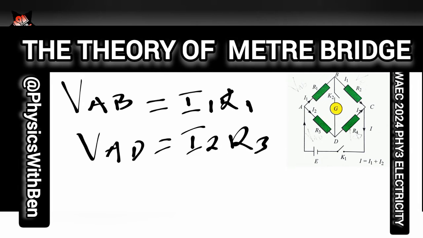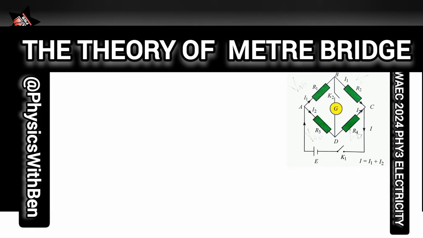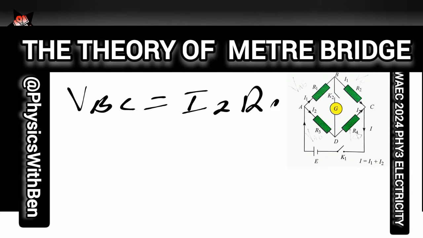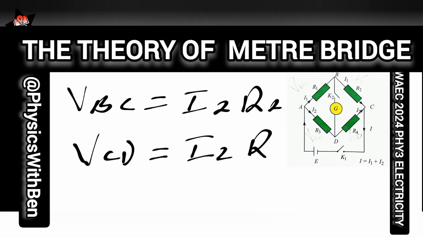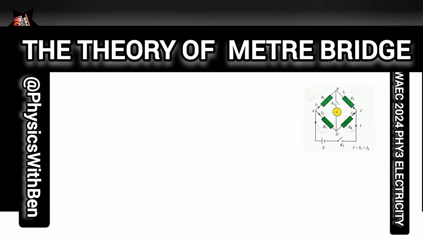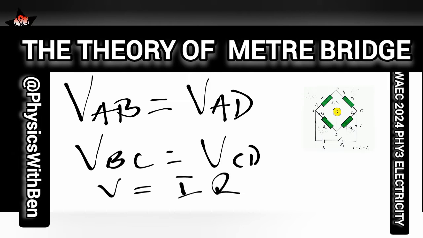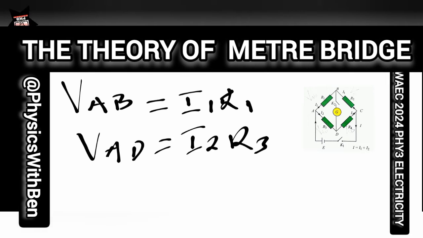So the potential difference at BC is given to be I2 R2, and the potential difference at CD, that is the arm CD, is going to be I2 R4. So when you look at all of this, you discover that we said that the potential at AB is equal to AD, and the potential at BC is equal to CD. So these are the values.